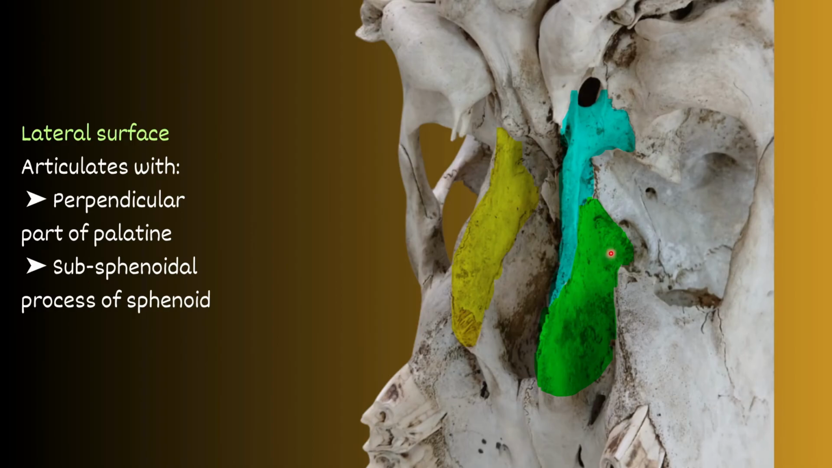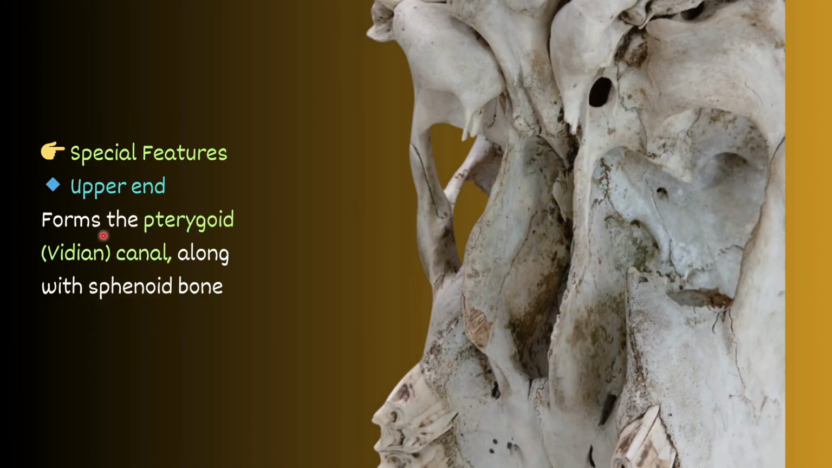You will also find the subsphenoidal process of the sphenoid. So laterally, this is the pterygoid bone. On the lateral aspect you will find articulation with the perpendicular part of the palatine and the pterygoid process of the sphenoid, or subsphenoidal process of the sphenoid. The upper end forms the pterygoid or Vidian canal along with the sphenoid bone. You can find a canal-like structure here. This canal is called the Vidian canal.